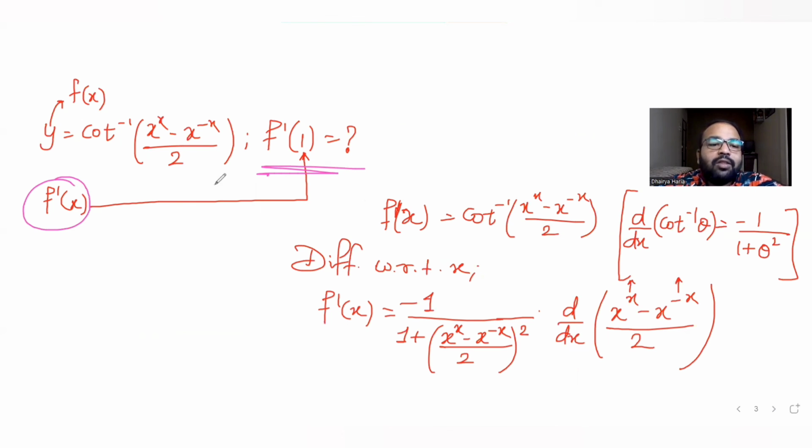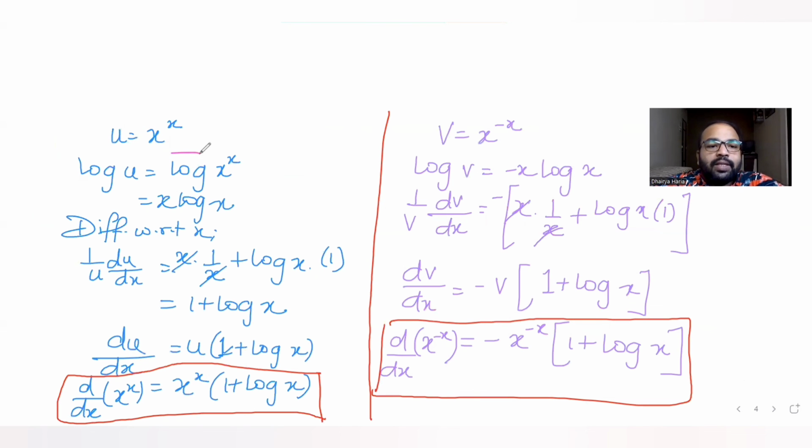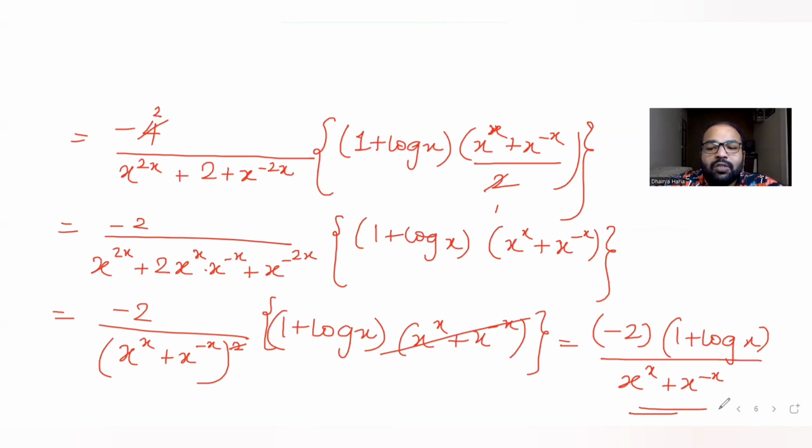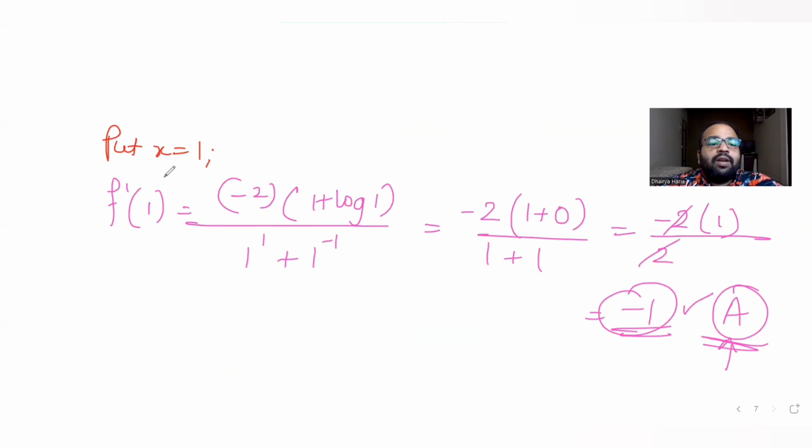But the difficult part in this question was to find f dash of x, that involved differentiating first cot inverse of theta and then also differentiating and finding out x raised to x as well as x raised to minus x separately. Once you get that, just substitute to get f dash of x, and once you get f dash of x, you have to just substitute x as 1 to get f dash of 1, that came out minus 1. That made our solution as option A.